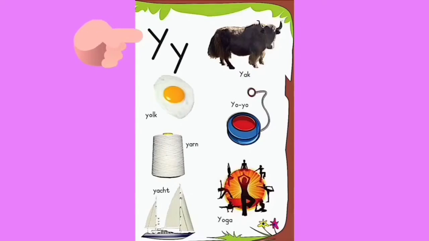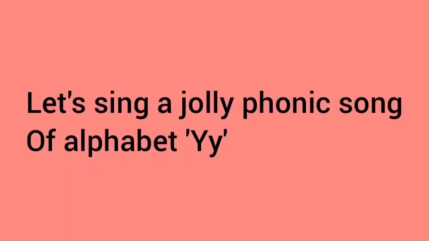This is alphabet Y. Mama Y, baby Y, capital Y, small y. Y for yak. Y for yolk. Y for yo-yo. Y for yarn. Y for yacht. Y for yoga. Let's sing a jolly phonic song of alphabet Y.